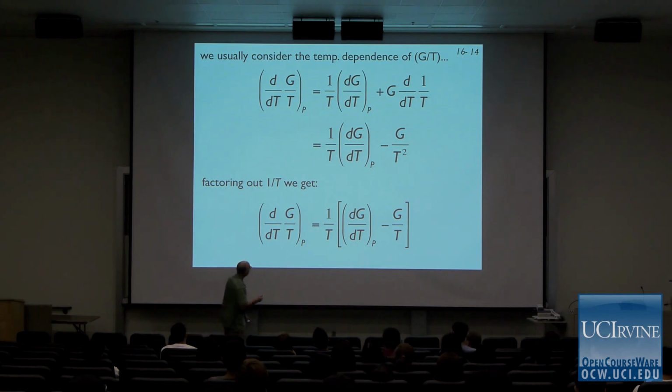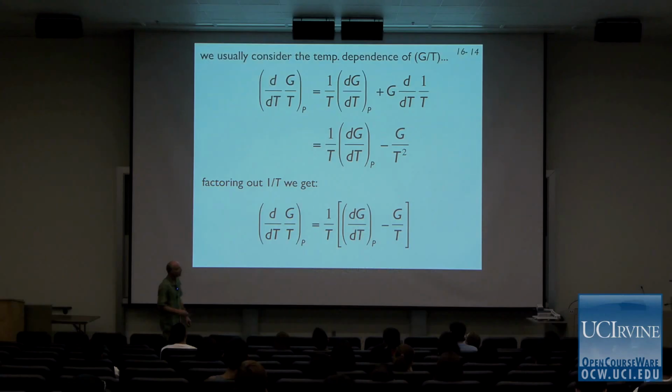Now, we can also think about the temperature dependence of this quotient, the Gibbs energy divided by the temperature. The reason people do that is because there's a compact mathematical form for what that temperature dependence is. If we take the derivative of this quotient, we have to use the quotient rule to do that. We walked through this algebra on Monday.